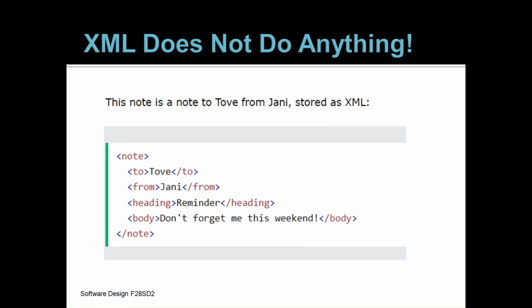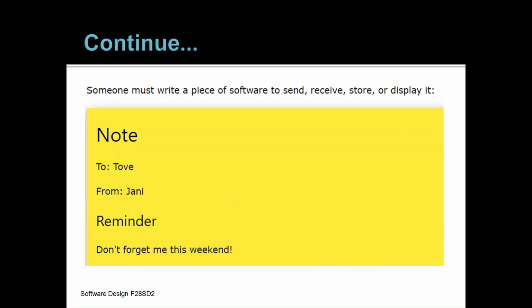So, what does this example say? It says that it's a note from Jenny to Tove stored as XML. The various tags are used here: from Jenny to Tove, containing a heading as reminder and a body tag. So we can understand from this that this is the data, and in the next slide we can see that it's a note from Jenny to Tove, reminder, and a body that says don't forget me this weekend.